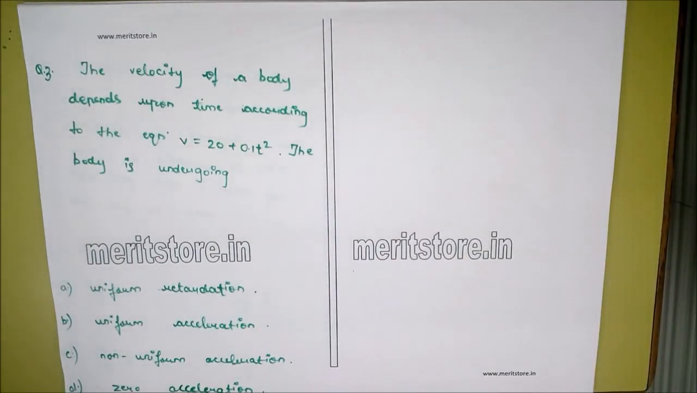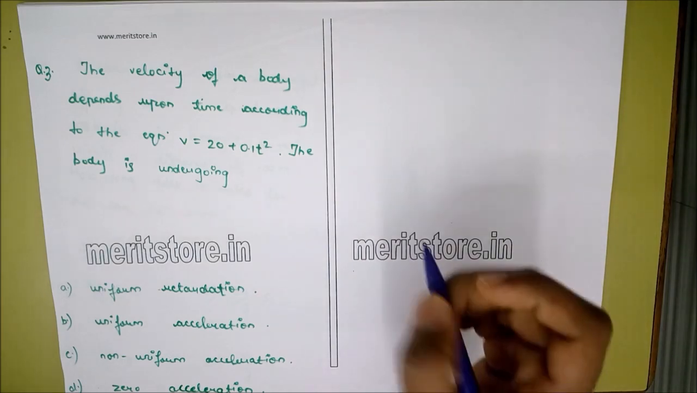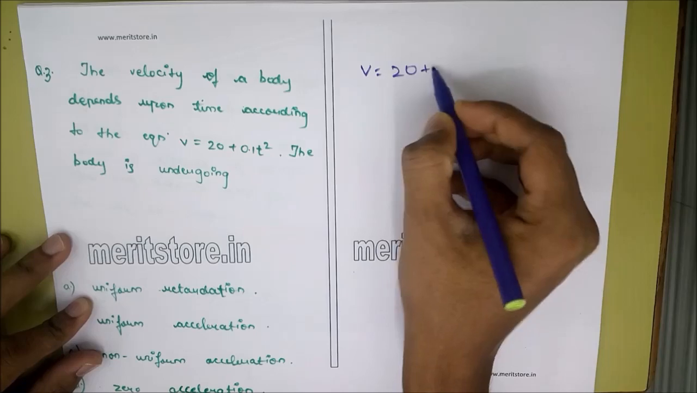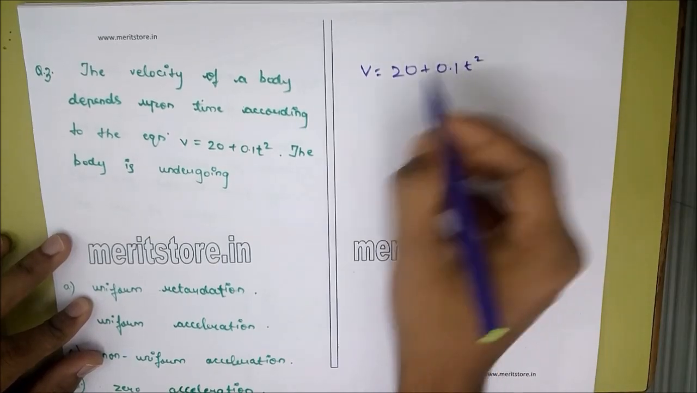The velocity of a body depends on time according to the equation v equals 20 plus 0.1 t square. The body is undergoing, the four options are uniform retardation, uniform acceleration, non-uniform acceleration and zero acceleration. Let's look at the equation v equals 20 plus 0.1 t square.